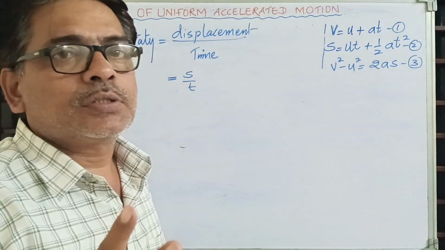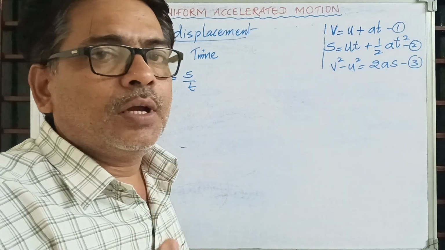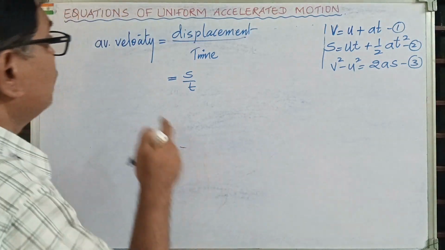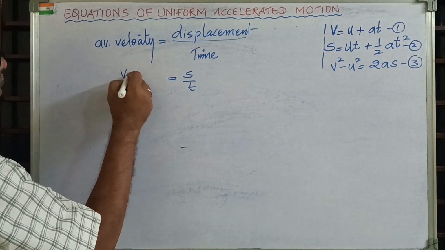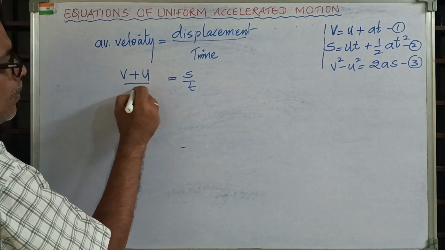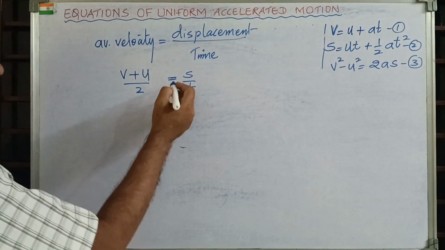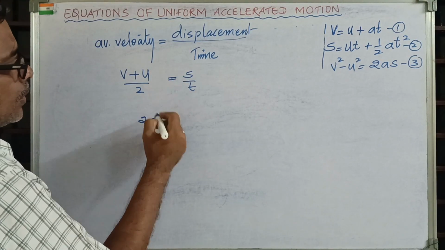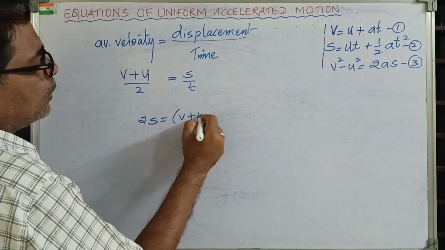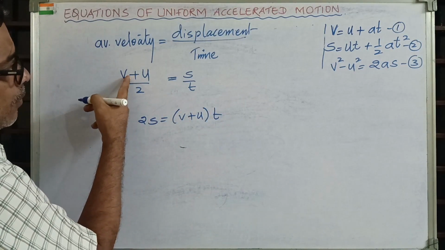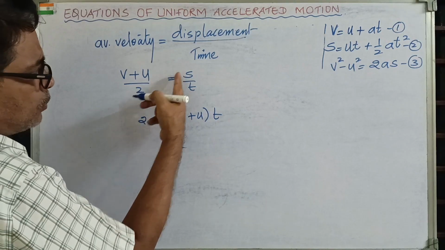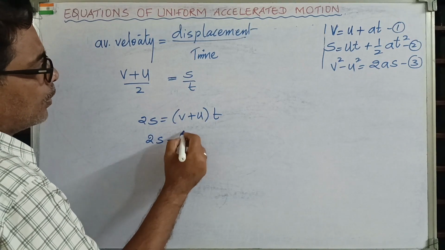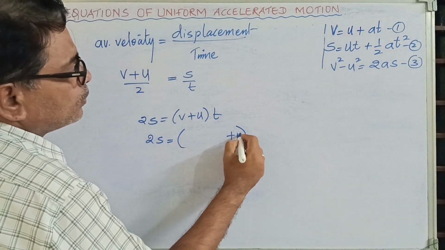Now coming to this side, average velocity. You have two velocities. One is the final velocity v and the other one is the initial velocity, which is u. So what are you going to do? Average. That means sum by number. So you are going to add these two and divide by the number. This is how we do average. Now let us cross multiply. So it is 2s. 2s is equal to v plus u into t. Cross multiply: v plus u into t, and these two 2s.